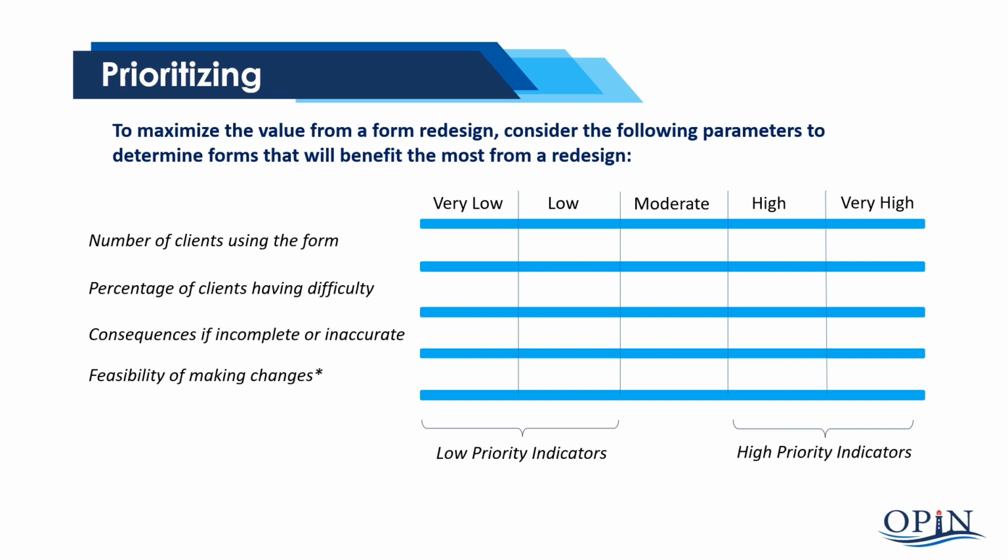Let's say we have a form that has a very high number of clients that use the form and a large percentage making mistakes. Let's also say that there are very large consequences if the form is done incorrectly. In this case, the form would be much higher on the priority list, as it is a challenging form to complete and mistakes are costly.